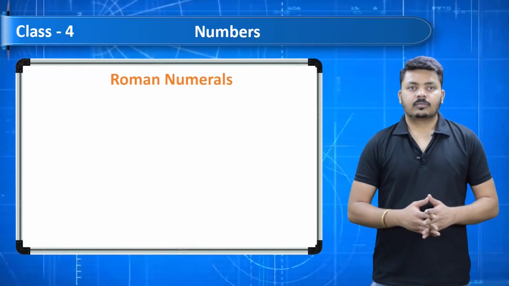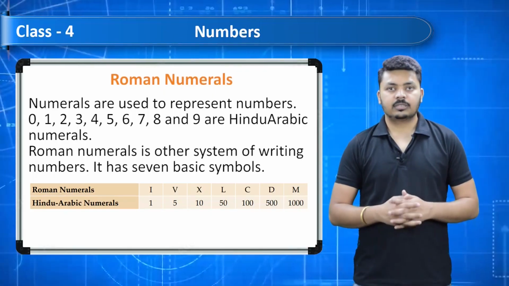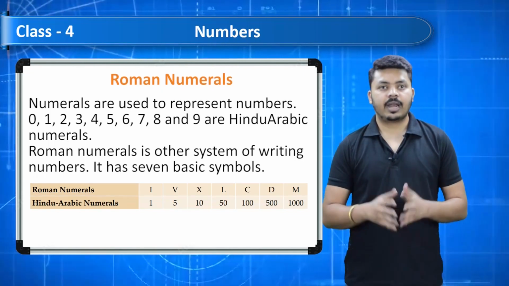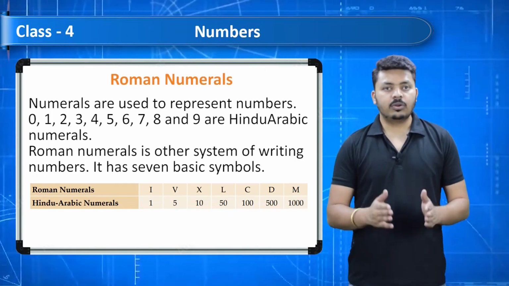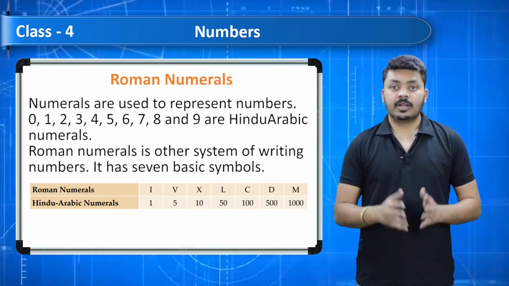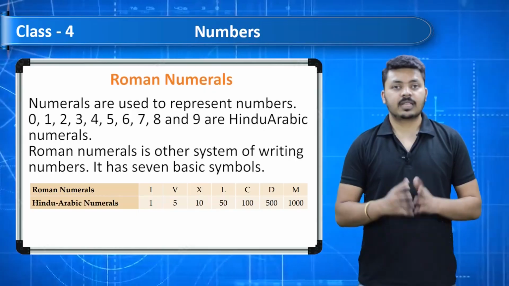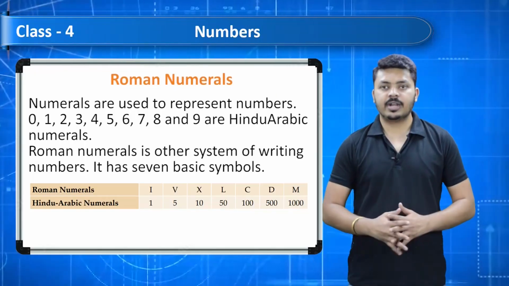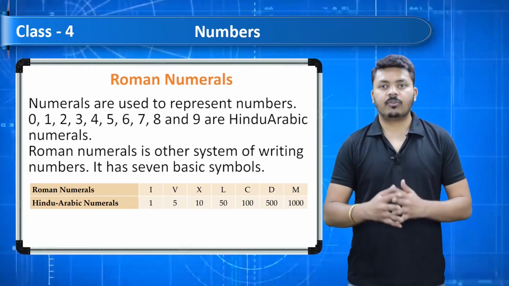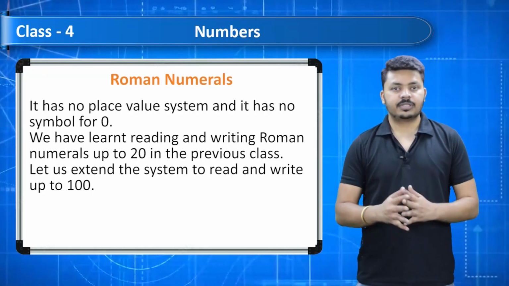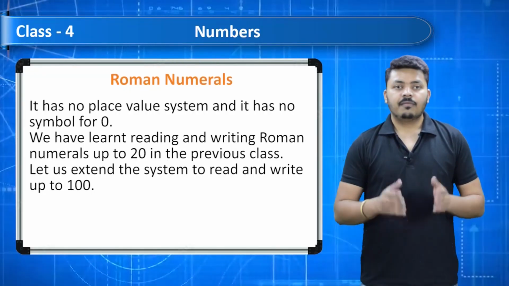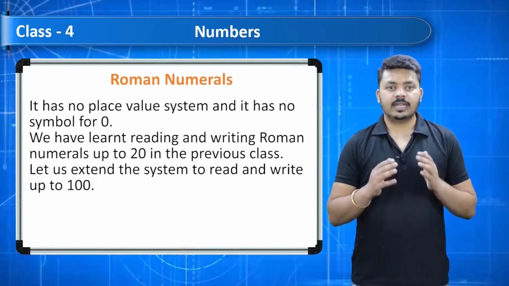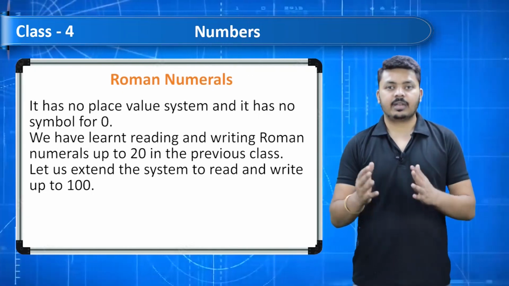Roman numerals. Numerals used to represent numbers 0, 1, 2, 3, 4, 5, 6, 7, 8 and 9 are Hindu-Arabic numerals. Roman numerals are another system of writing numbers. It has 7 basic symbols: I for 1, V for 5, X for 10, L for 50, C for 100, D for 500, M for 1000. It has no place value system and it has no symbol for 0. We have learnt reading and writing Roman numerals up to 20 in the previous class. Let us extend the system to read and write up to 100.